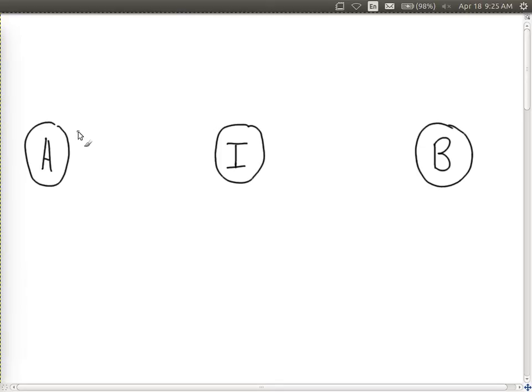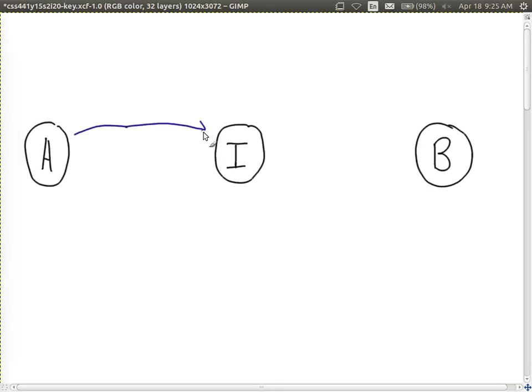User A sends a message to B, but it's sent across the network and it's intercepted by user I, the attacker. They intercept that message. What was the original one? User A sends its public key and its identity. I know the lecture picture uses uppercase A, but I simplify and use lowercase a for both cases.